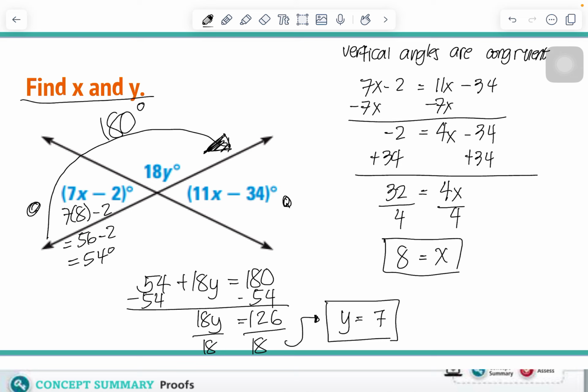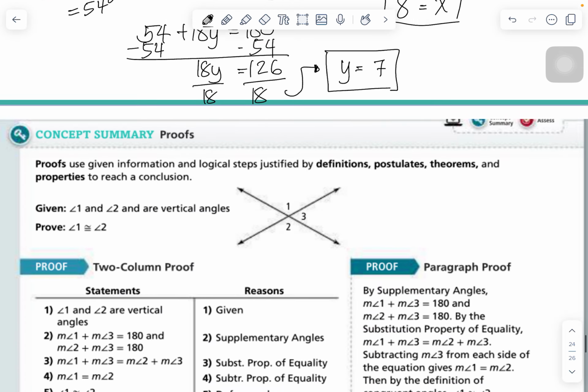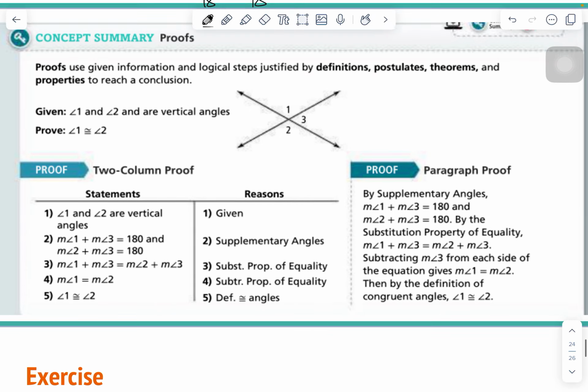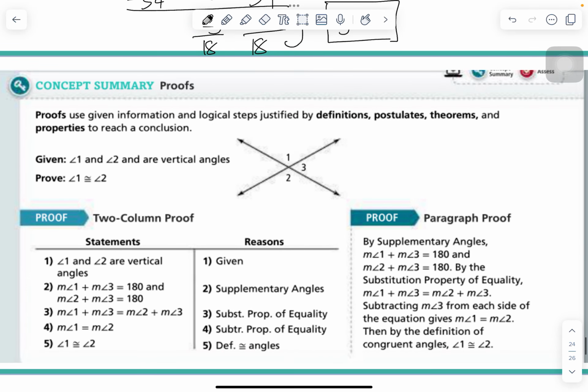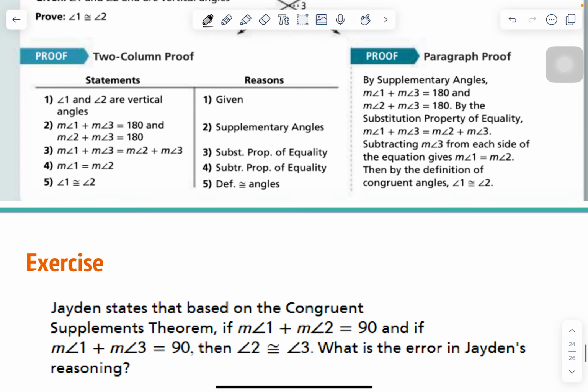So that's it. That is what is asked there: find x and y. So here's the proof of vertical angles. This is the two-column proof, and this is the paragraph proof that you have.